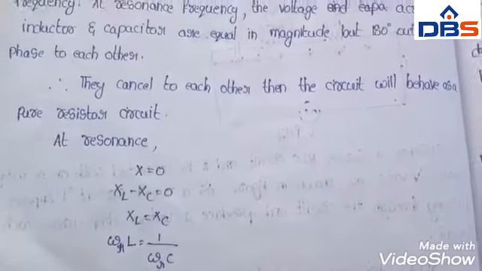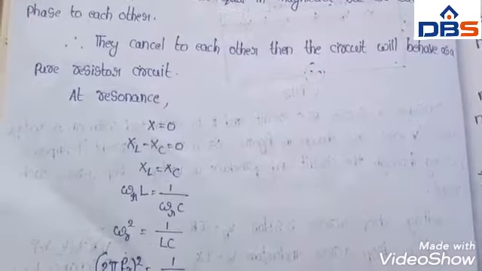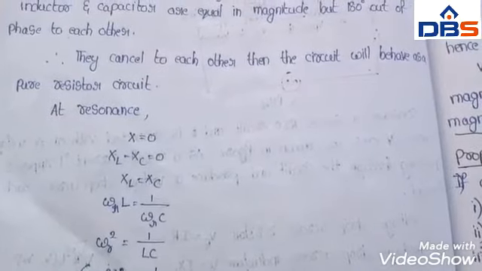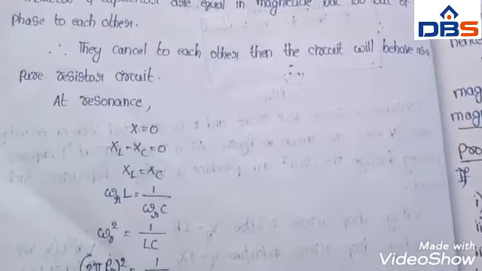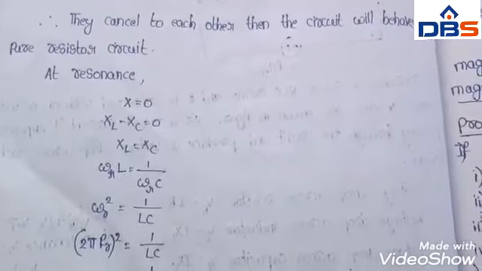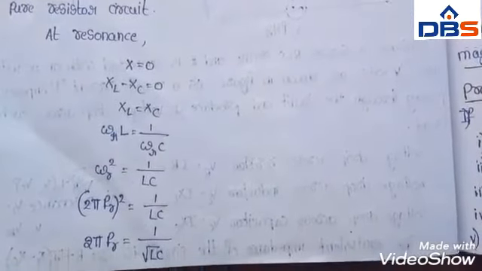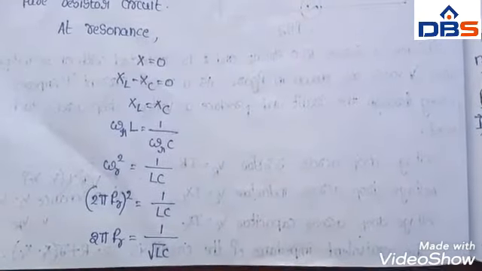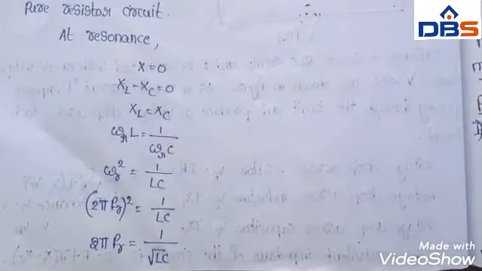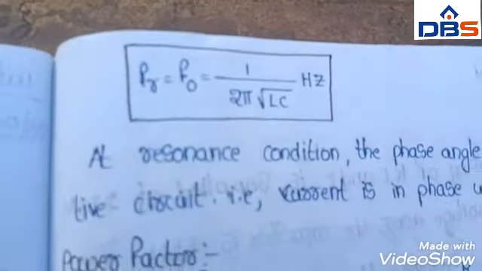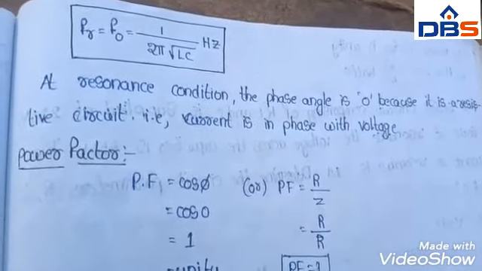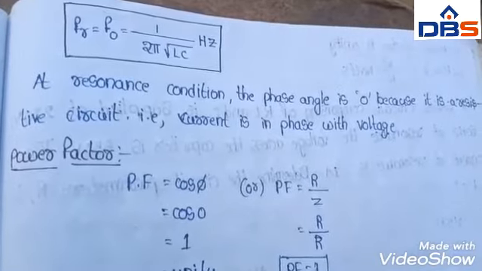So now at resonance, net reactance X equal to 0, that is XL minus XC equal to 0. So XL is equal to XC, omega L is equal to 1 by omega C. From that, omega square is 1 by LC. So omega is 1 by root LC. So omega is 2 pi FR equal to 1 by root LC. So FR is equal to 1 by 2 pi root LC, which is the resonant frequency. At resonance condition, the phase angle is 0. As already discussed, at resonance the circuit behaves as resistive.